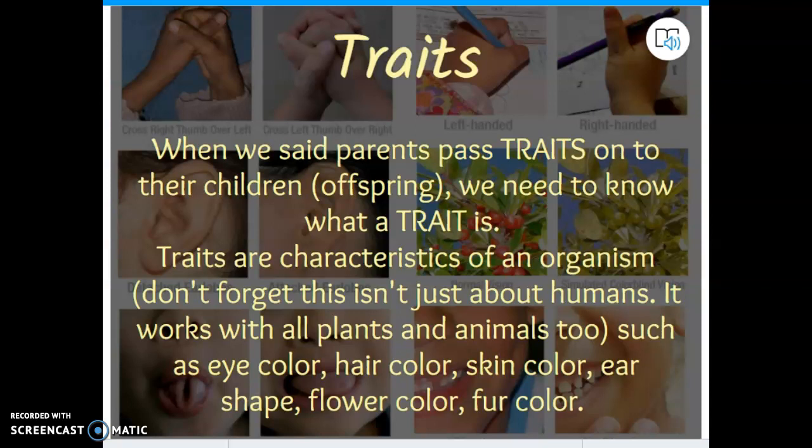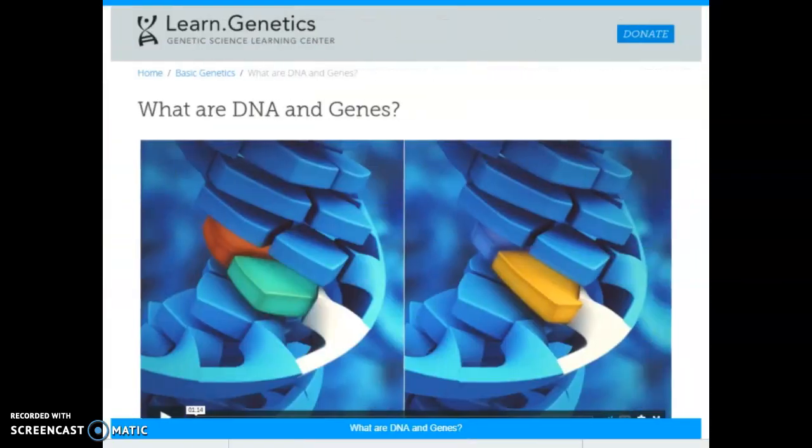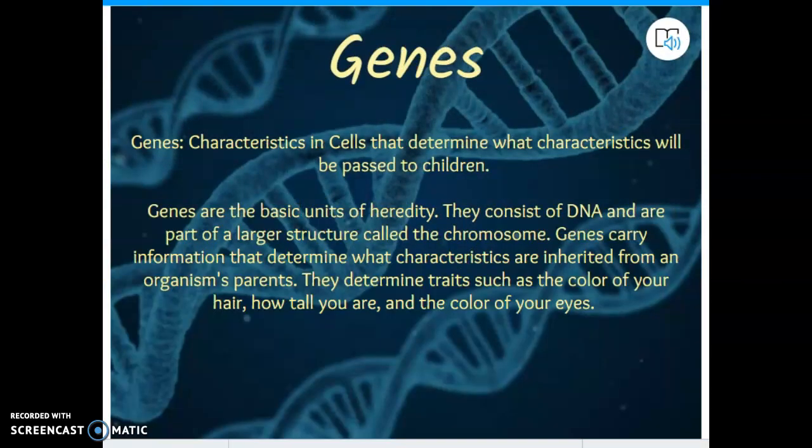Traits are those things that we've already talked about. Traits are the things like your eye color, skin color, hair color, ear shape, the flower color, how you fold your hands, whether you write with your left hand or your right hand, are all very important. Watch that again on your own.